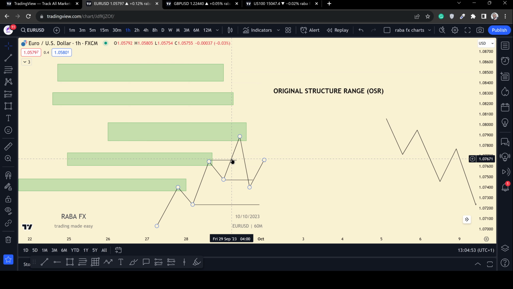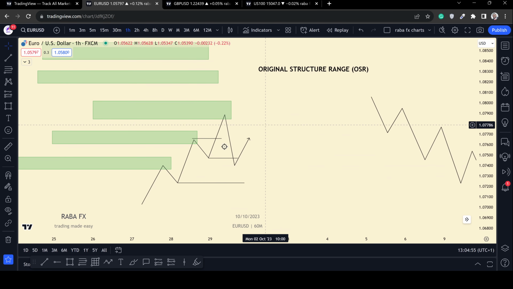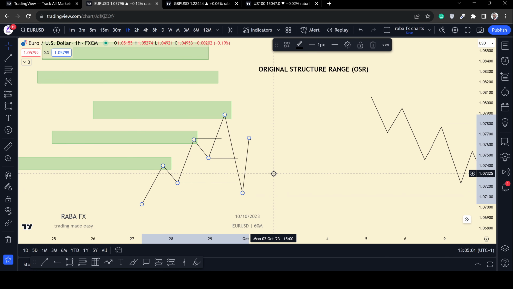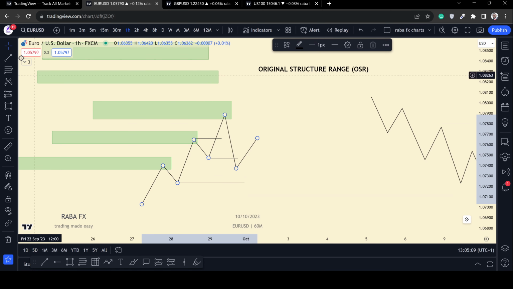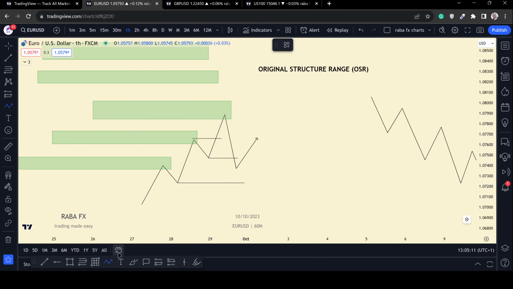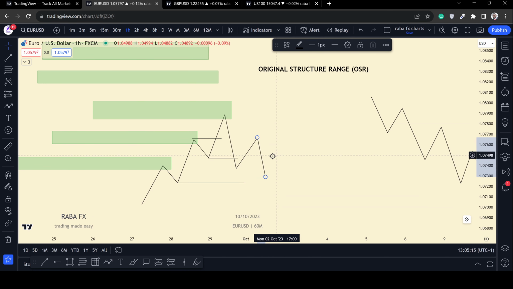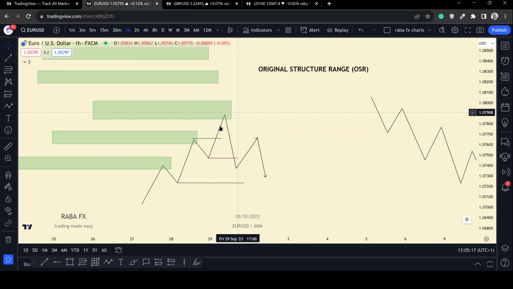Remember, trading is a game of probability. This is a low probability for a reversal. This is a higher probability for a reversal. And this is not a double break of structure. A double break of structure is when price breaks this level, and then this new low that was created, price broke it. All right.